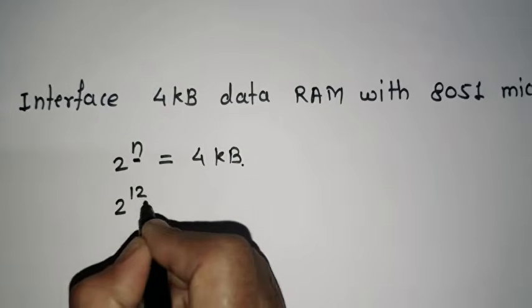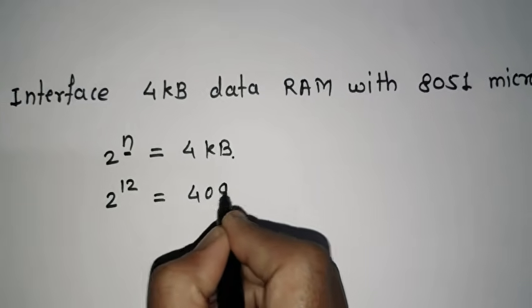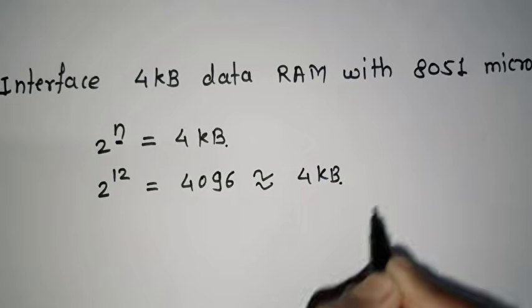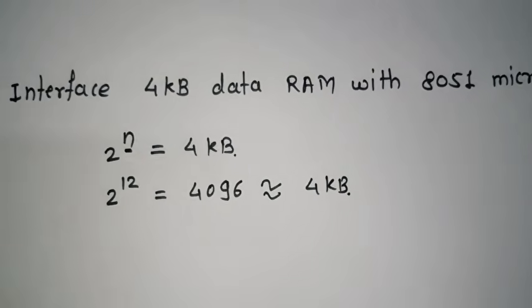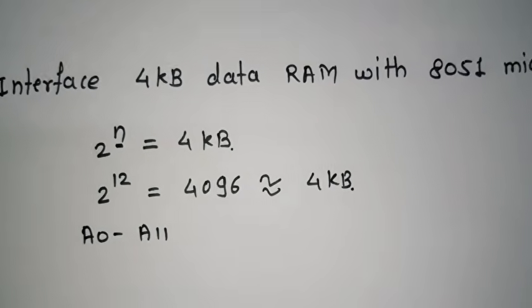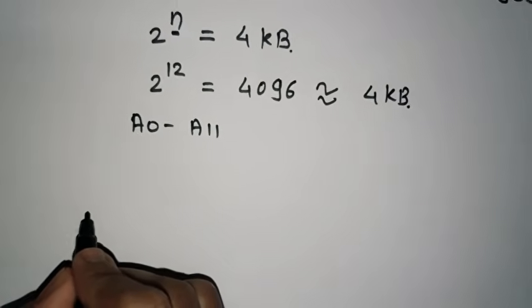2 raised to 12 equals 4096 bytes, that is approximately equal to 4 kilobyte. So here we can use 12 address lines, A0 to A11. Now we are drawing the interfacing diagram.